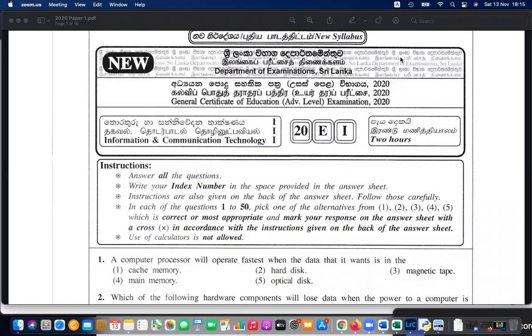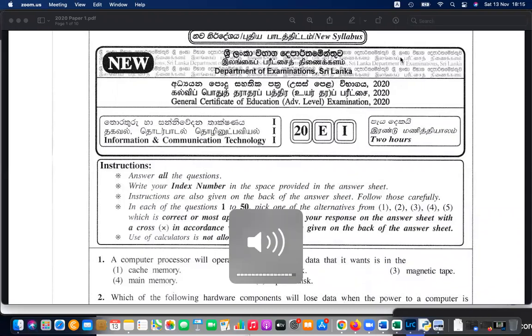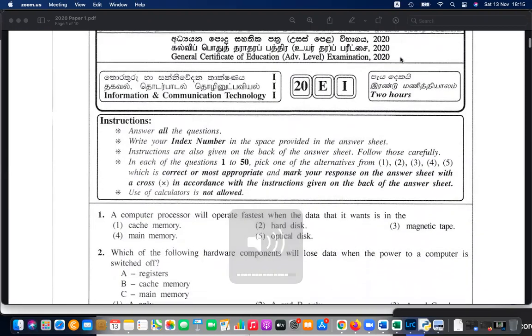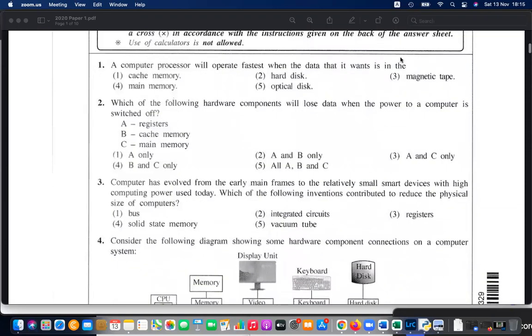Right. 2020 paper, LLICD. The first question is about the processor. A computer processor will operate fastest when the data that it wants is in the... So they're asking about the memory hierarchy.